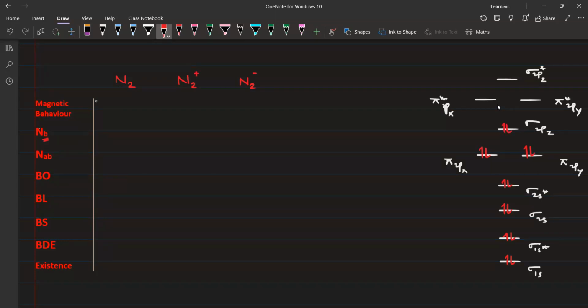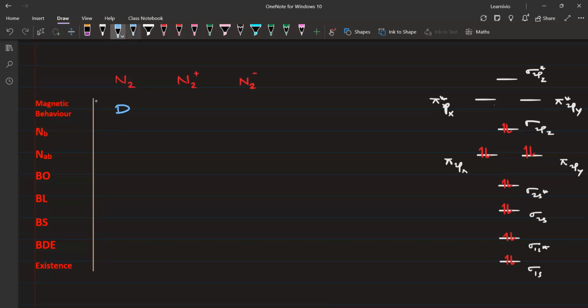Okay. Now, first of all, we will look at the magnetic behavior. So magnetic behavior में दो cases होते हैं. Either it will be diamagnetic or paramagnetic. कुछ याद हो तो dia और para के बारे में. And diamagnetic, yes, because all the electrons are paired. So magnetic behavior is what? Diamagnetic. Fine.